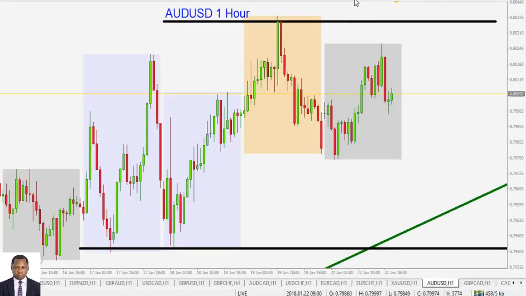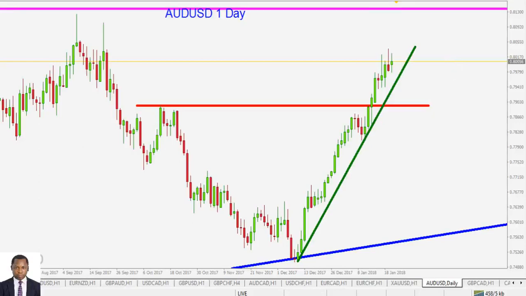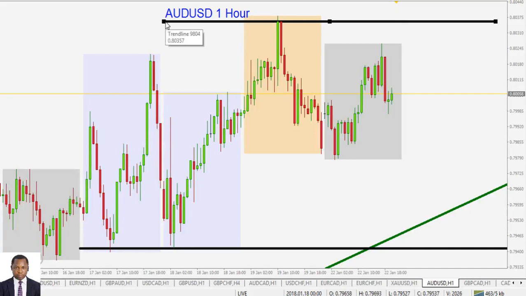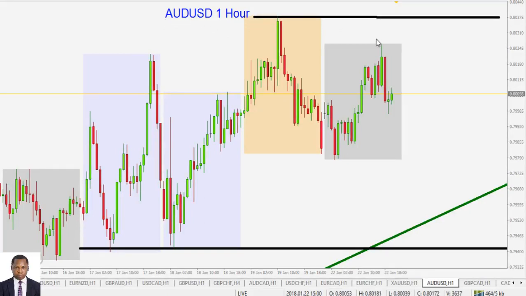Australian dollar against the American dollar, the exhaustion point. Exhaustion point, be careful going long. We are still searching for valid entries. Current market condition is quite a difficult one to find valid entries. Trading opportunities are very limited.